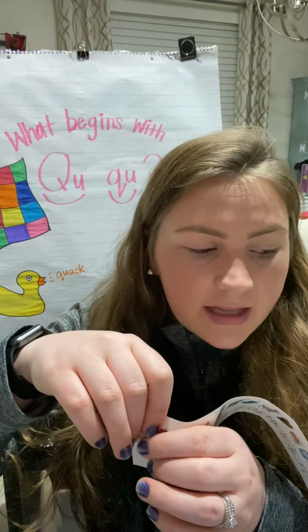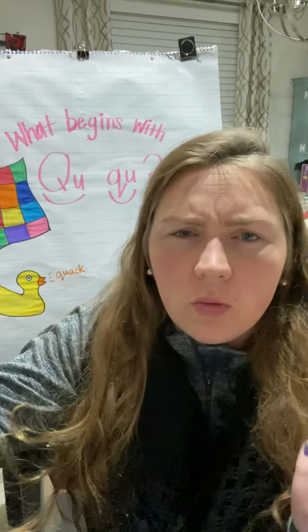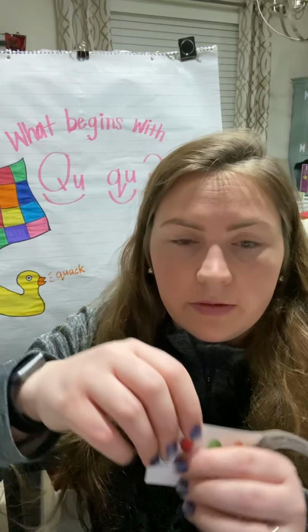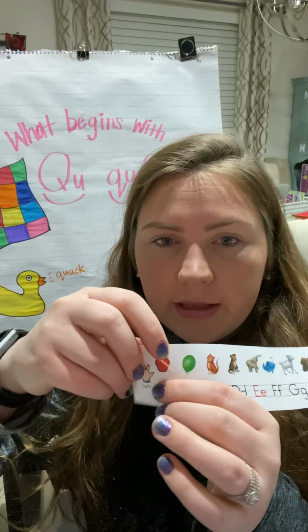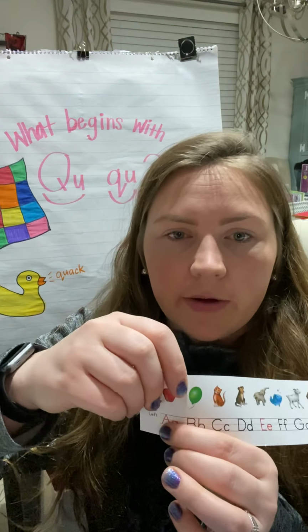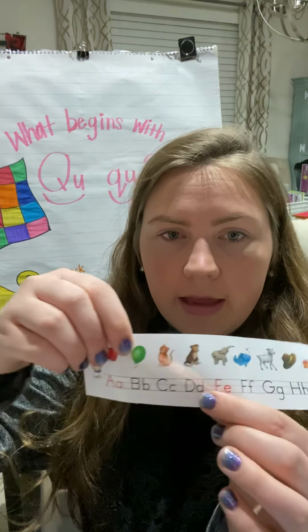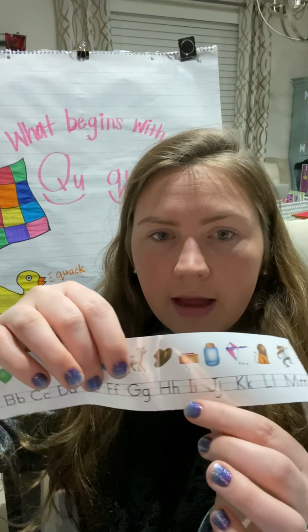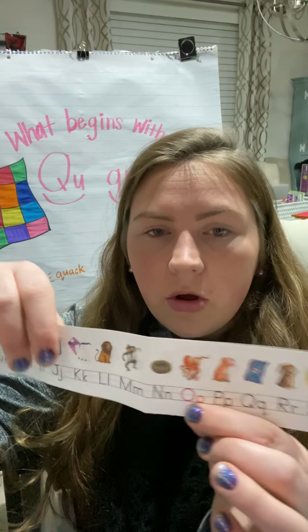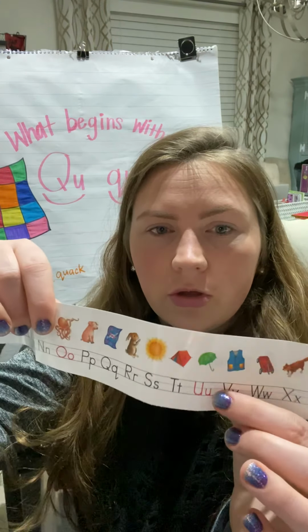Good. And then I'm going to ask you, what letters are the vowels? We know that the vowels are the red letters, but what letters are there? The vowels are A, E, I, O, and U.